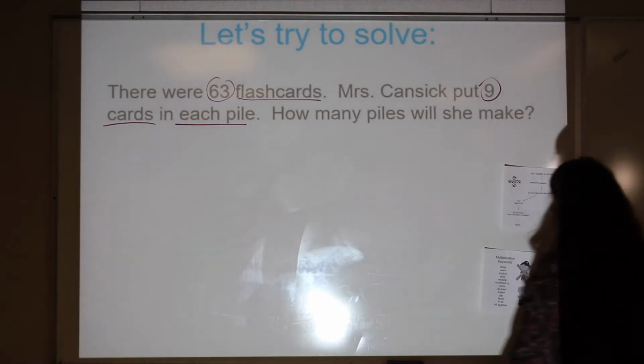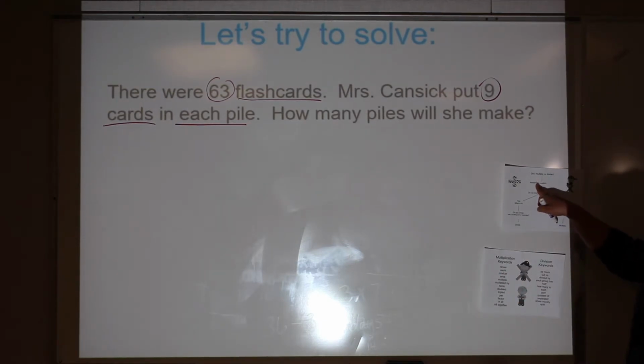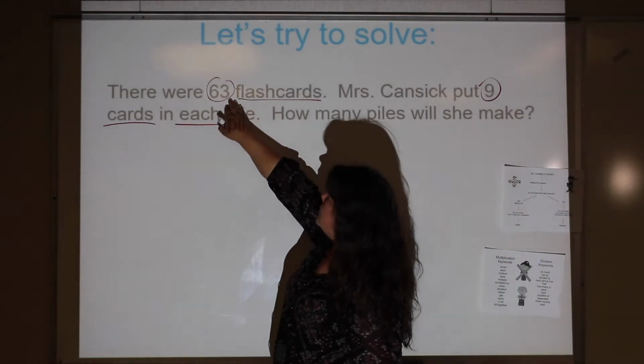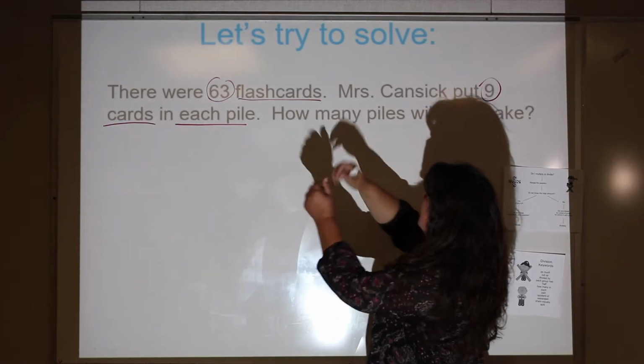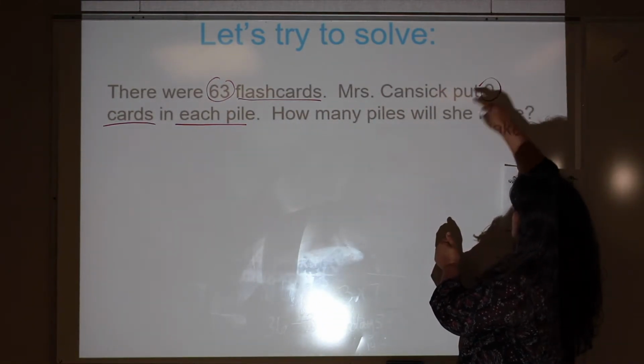Okay, so I'm going to go back over here. I've got the word each. Each isn't going to really help me because it's in both of these sides. But I'm going to read the question. Do we know the total amount? Did we have a total amount here in this case for flashcards? Yeah, we have a total of 63 flashcards. Then she's going to take these flashcards and she's going to put 9 in each pile.